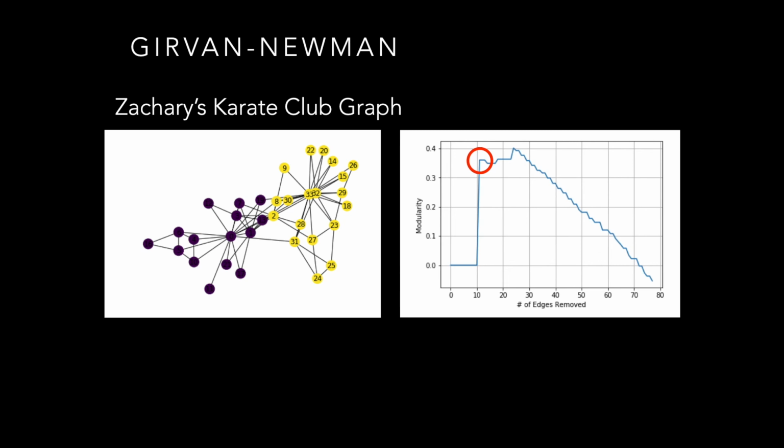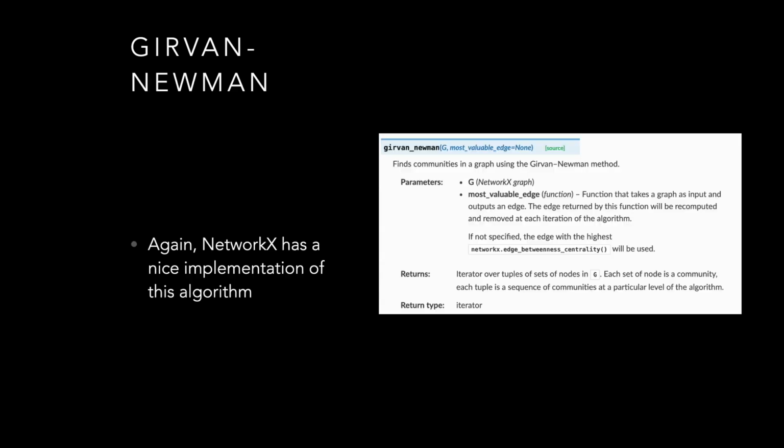And if your algorithm stops there, because it's found that removing this next edge reduces the modularity that we're trying to maximize, if we stop too early, then we miss out on this higher quality clustering that we get if we were to have continued to remove edges.